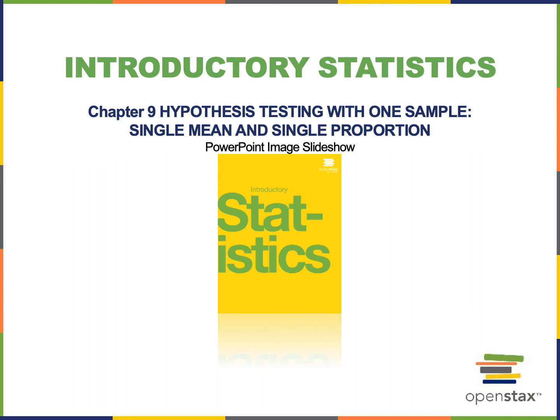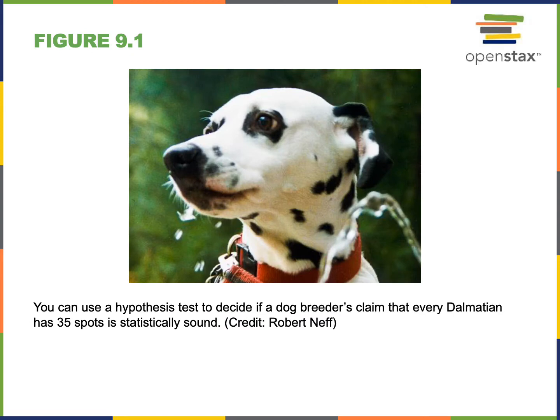Okay, everybody, welcome to chapter 9, which deals with hypothesis testing with one sample, testing using a single mean and a single proportion. So let's get into it. What is a hypothesis test? You can use a hypothesis test to, for example, decide if a dog breeder's claim that every Dalmatian has 35 spots is statistically sound. So it's kind of like a way to not exactly prove or disprove, but basically support or fail to support.